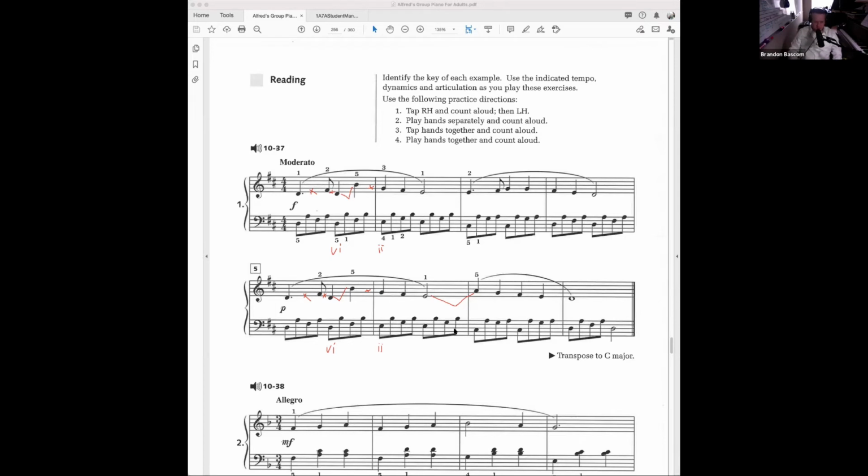For a challenge, try tapping both hands at the same time and count your right hand rhythm. Pie, apple, pie, pie, pie, pie, pie, pie, pie, apple, pie, pie. All right, let's try shadow playing.